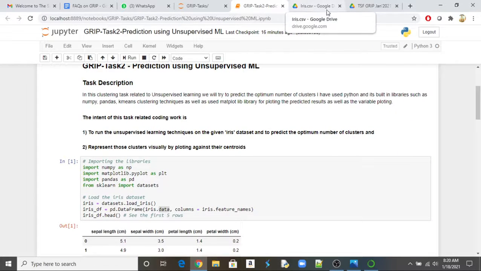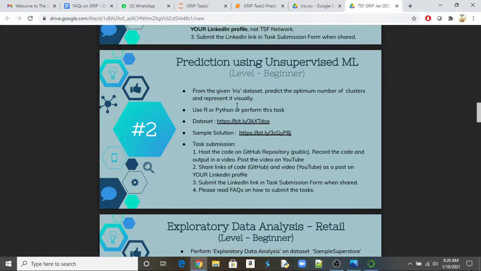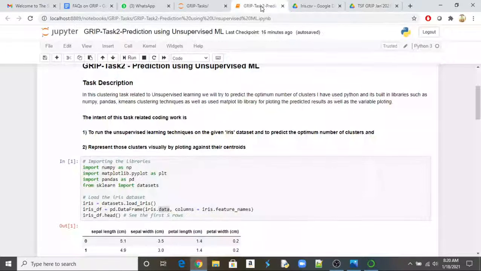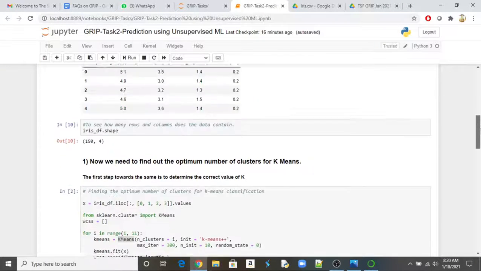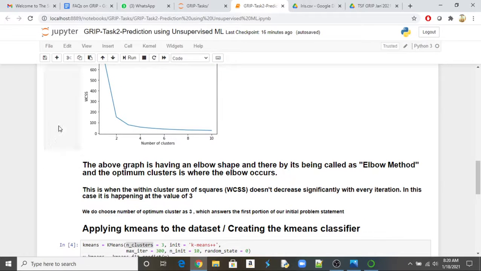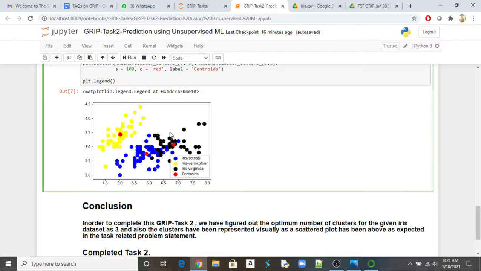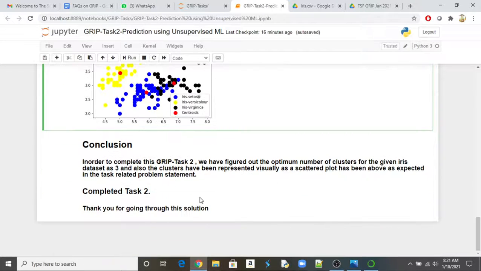The original question was to predict the optimum number of clusters and represent them visually. Both things I have done. I found the optimum number of clusters as 3, then plotted them in a visual format. With this I have completed Task 2.